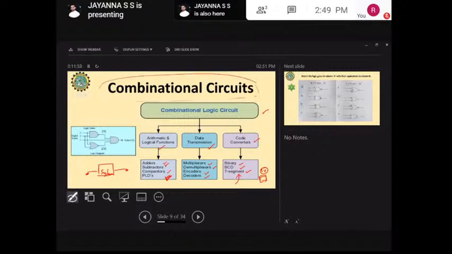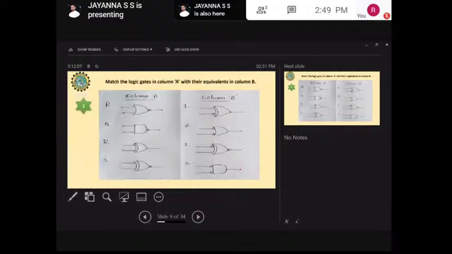Okay, fine. Let us understand by solving a few examples. I have taken some questions from the GATE and I'm trying to solve them. This is one of the questions asked in the GATE. You need to match the logic gates in column A with their equivalent in column B.